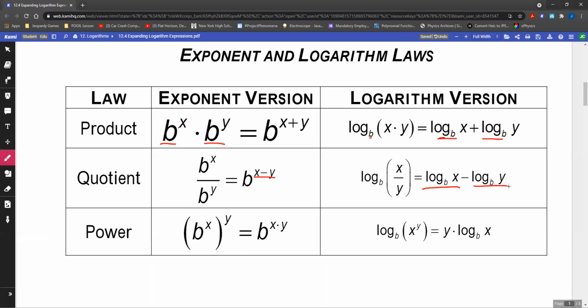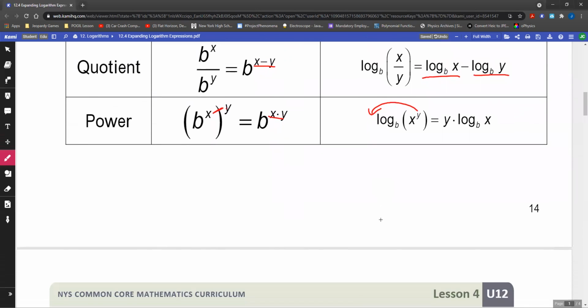The power rule is going to work a little bit differently than with logs. Here we multiply the x and y to get b to the x times y. Here, we're still kind of doing multiplication, except what we're going to do is pull the y out, and it's going to go in front of the log term, so that we're multiplying y times log of our x term. All right, so let's go down and do some practice questions with these.